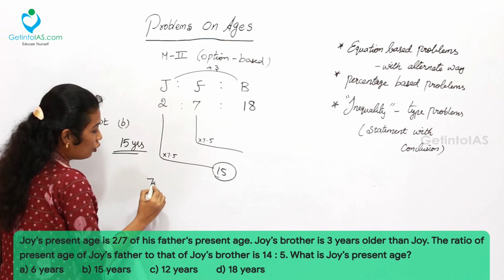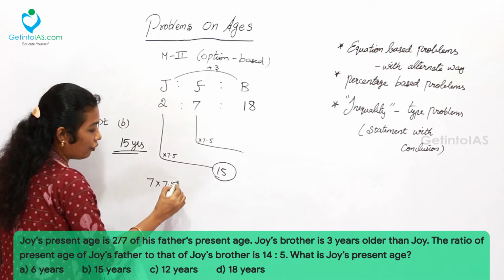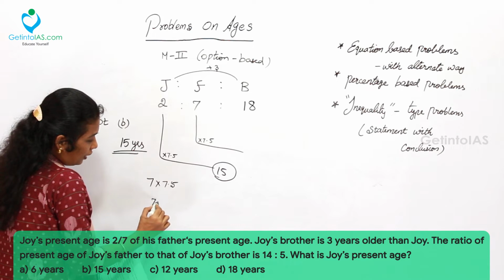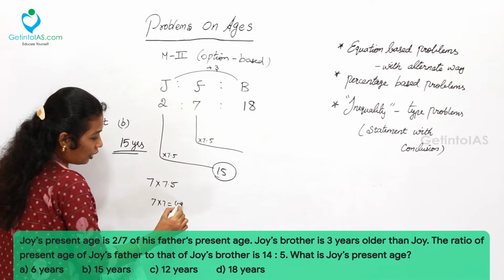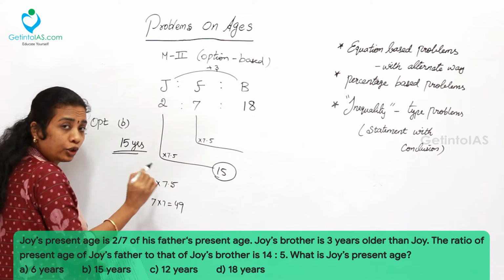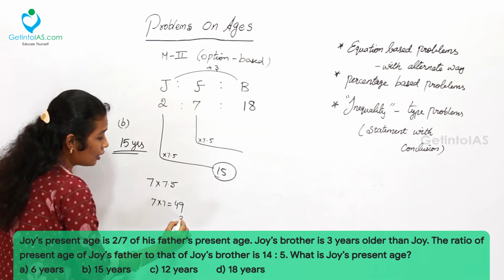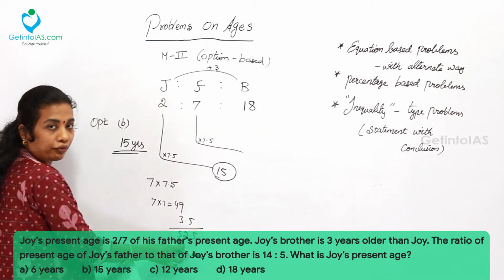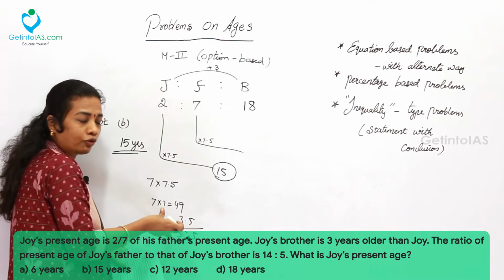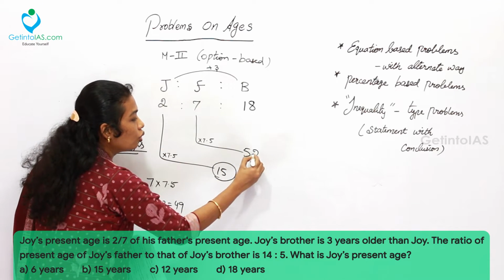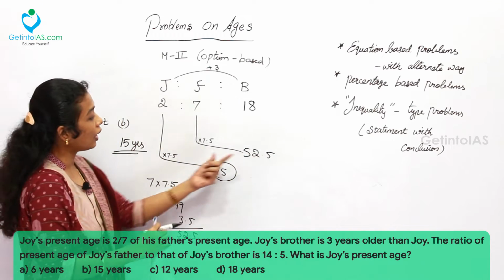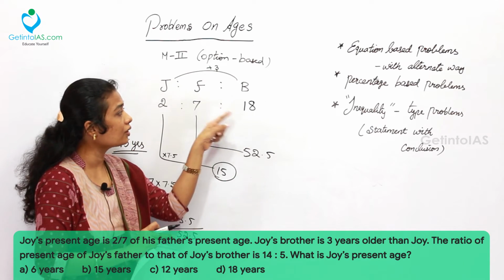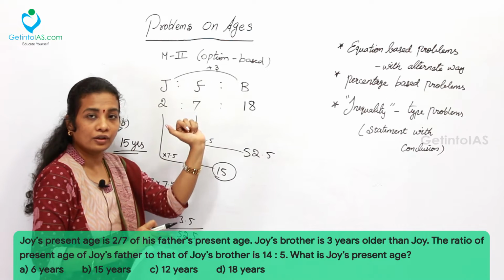What is 7 into 7.5? Or you can take 7 into 7, first you can take 49, and 7 into 0.5, that is half of 7, is 3.5. Finally, you will be getting 52.5, right? So here, this is going to be the value, that is age of father. 52.5 is the age of father, 18 is the age of brother.